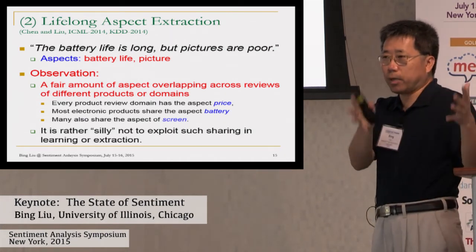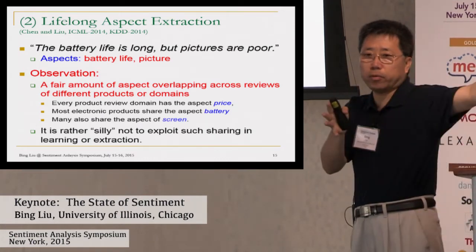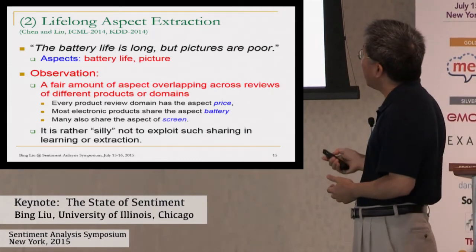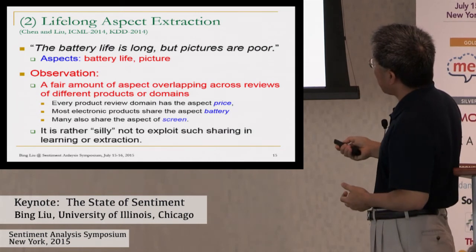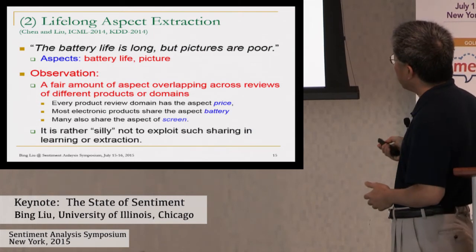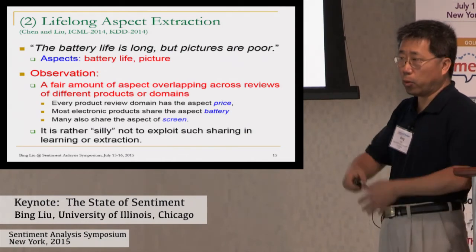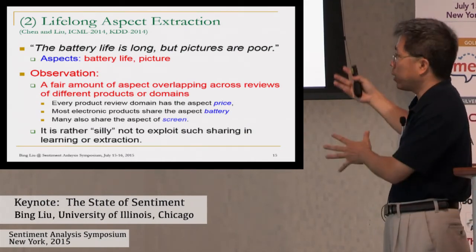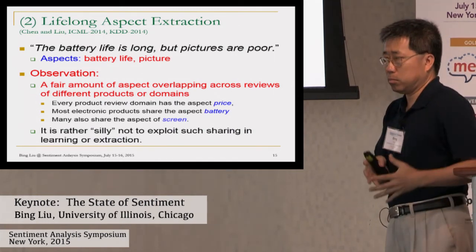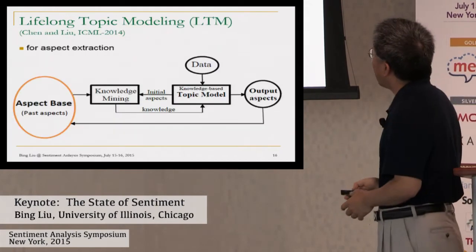A lot of stuff you can carry over, right? You can't just carry over from one domain, but you can carry over if you have lots of stuff, which basically means you need big data. So if you think about this, every product has a price, right? So there's similarity there. And lots of those things have a battery, and many have a screen as well. So all this information is similar, and you can use it to help you do better. It's rather silly not to use it, and just say, I've got new data, I'm going to label this, I'm going to do that.